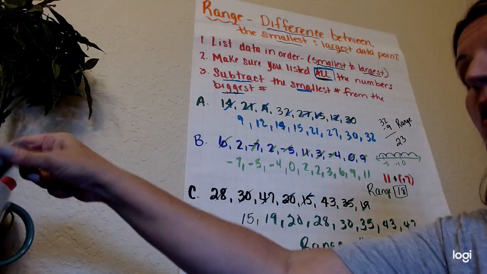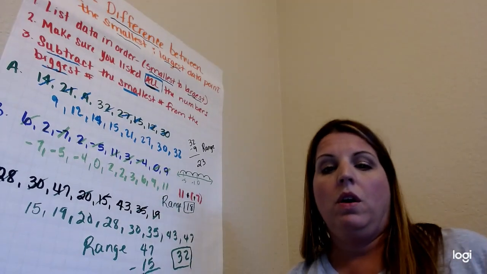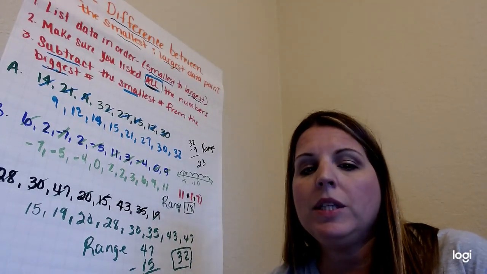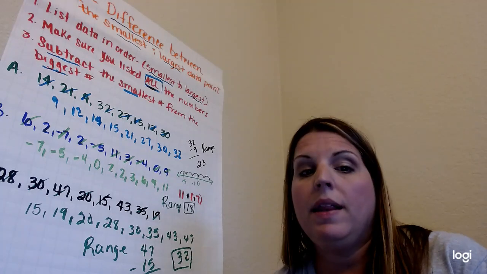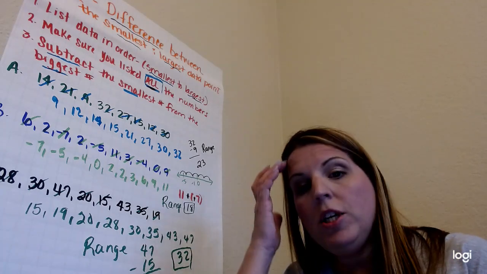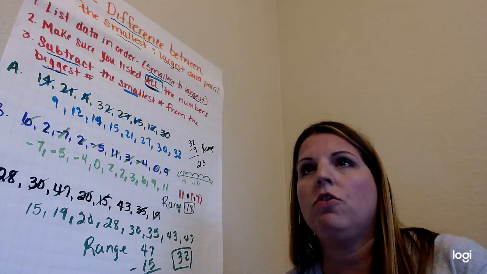Okay? So that is how you find your range and your mode. All right? So we're going to keep working with this tomorrow, and we're also going to get into the median. And then we're going to review, and we're going to have like a little bit of a worksheet. And then the following week, we're going to get into mean.